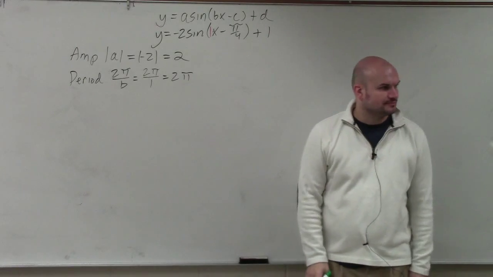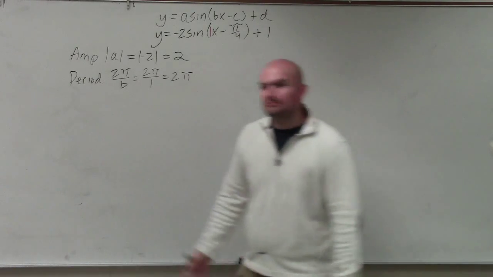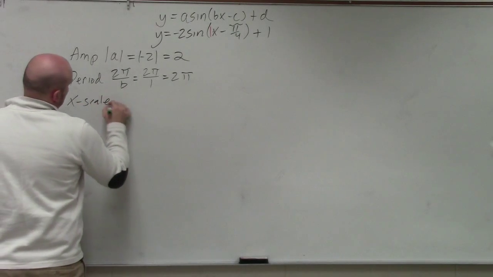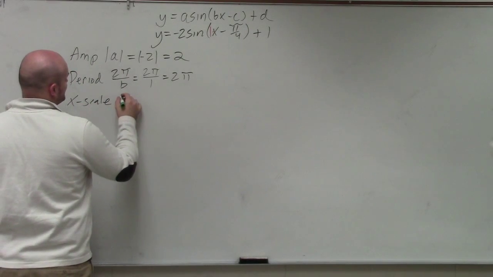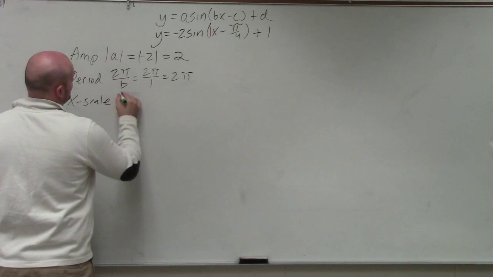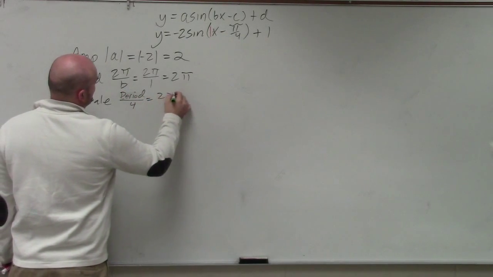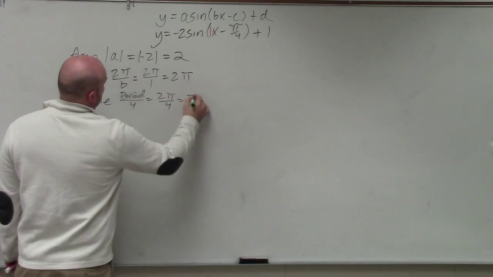Are we cool? It didn't ask for the x scale, but if you're going to graph this, I would recommend finding the x scale. So therefore, that's going to be 2 pi, or period, divided by 4. So 2 pi divided by 4, which is pi halves.